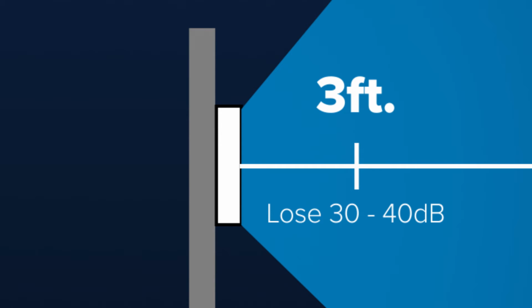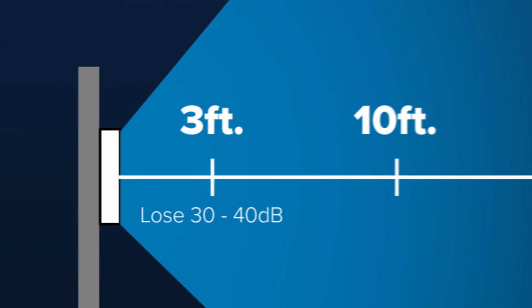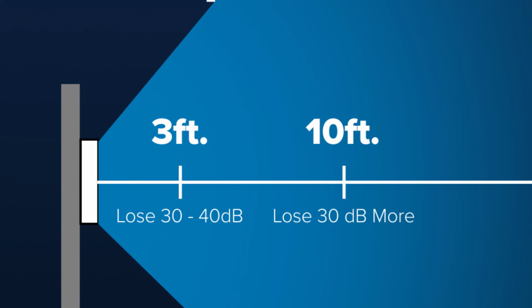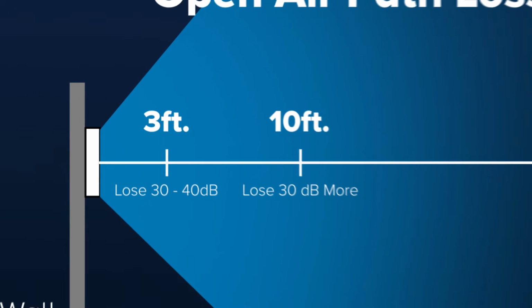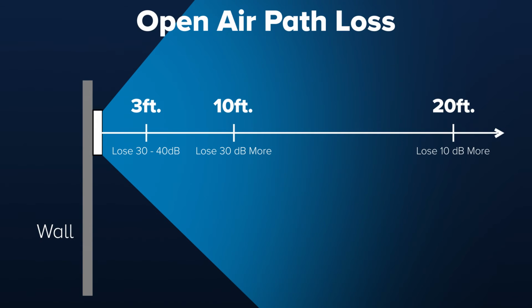Within 3 feet of the antenna, you'll lose the 30 to 40 dB I mentioned earlier. At 10 feet, you'll lose about 30 dB more. Every 10 feet further you go, you'll lose about 10 dB of signal. This can vary, of course, but if you use this as a guideline, you'll have a good idea of signal loss due to distance.